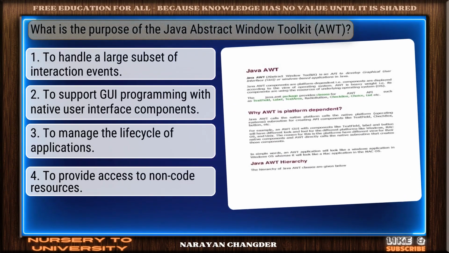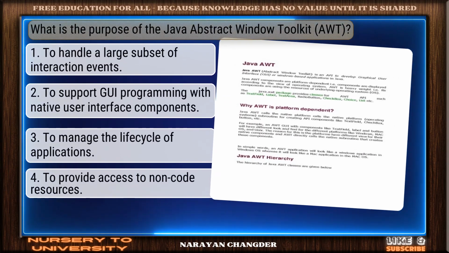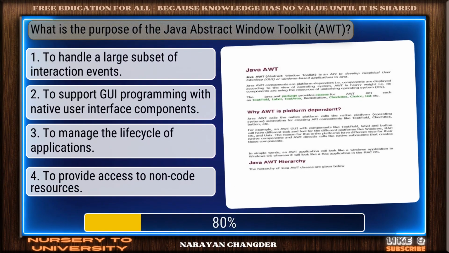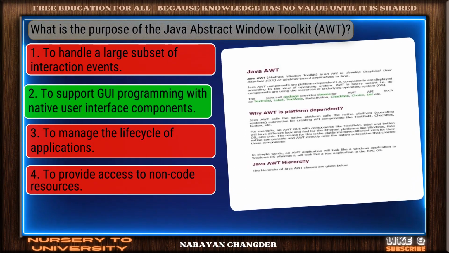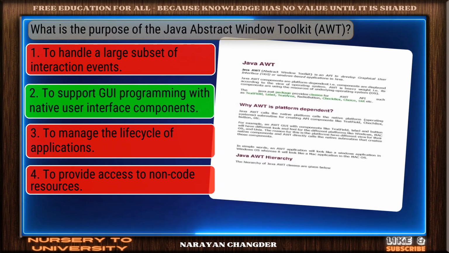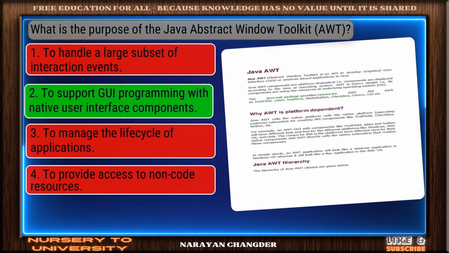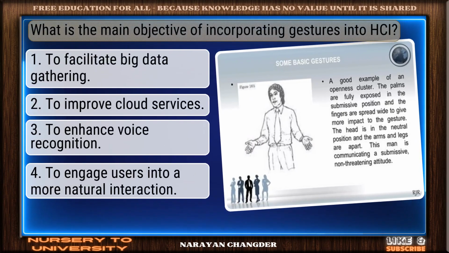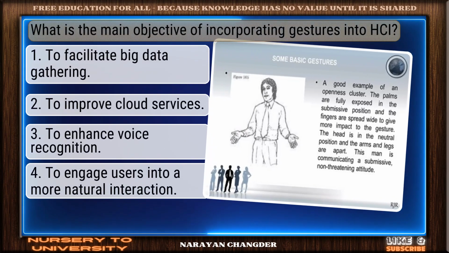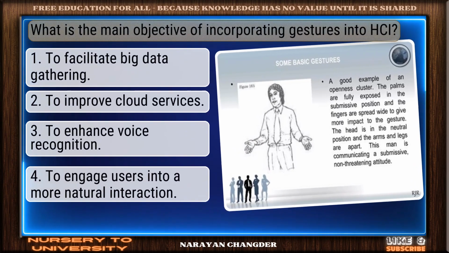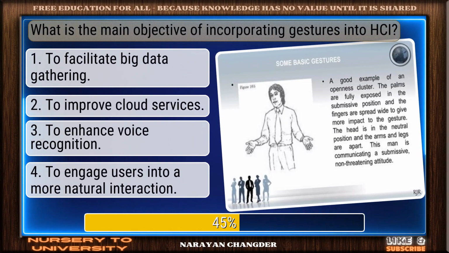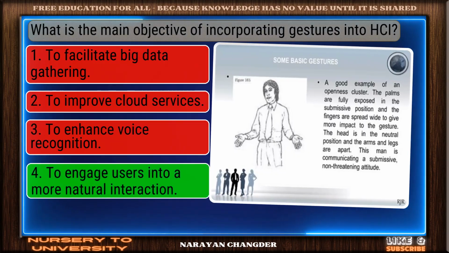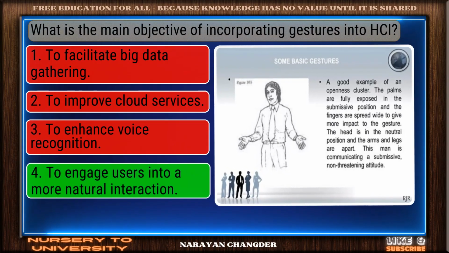Question number 25. What is the purpose of the Java Abstract Window Toolkit? Well reasoned. To support GUI programming with native user interface components is the correct choice. Question number 26. What is the main objective of incorporating gestures into HCI? Well done. To engage users in a more natural interaction is the right choice.